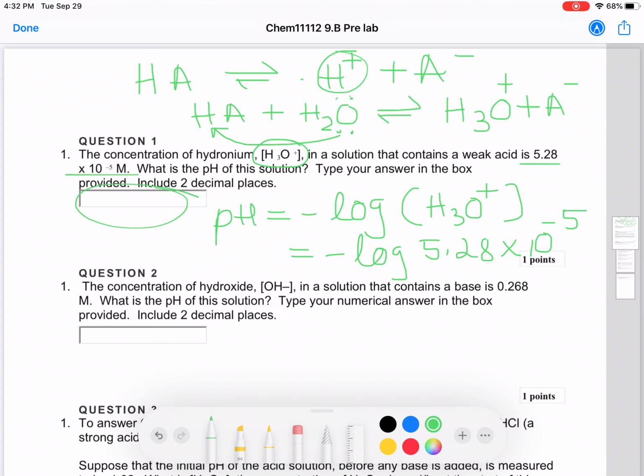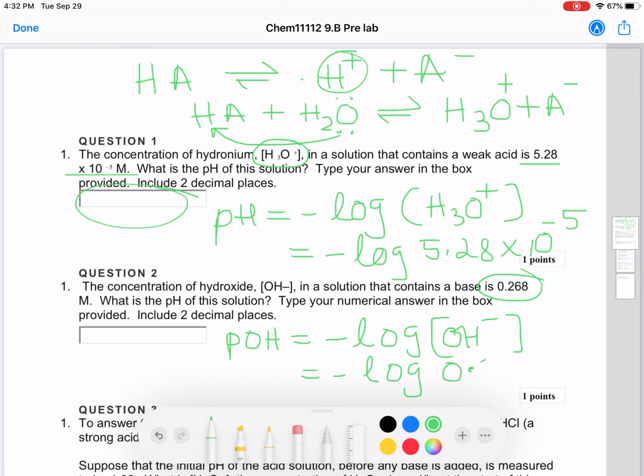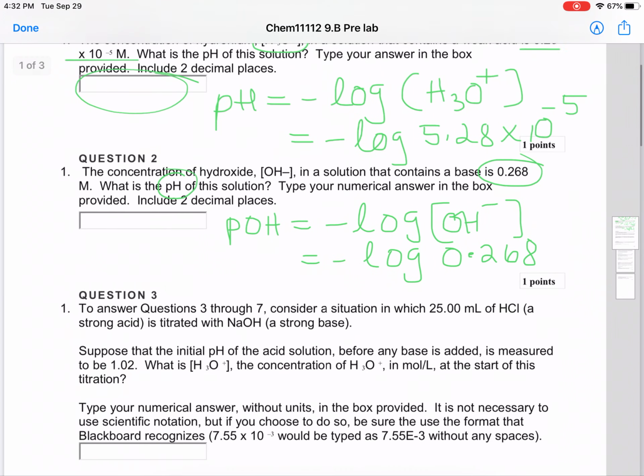Okay, question number 2. The concentration of hydroxide in a solution that contains a base is 0.268. What is the pH of the solution? So we are given the hydroxide concentration, so we can find the pOH from the given hydroxide ion concentration. The pOH is going to be negative log of hydroxide ions, equals negative log 0.268. So you take that. That's going to be the pOH. But what do we want, pOH or pH? We want the pH.